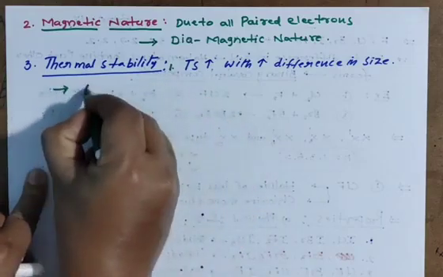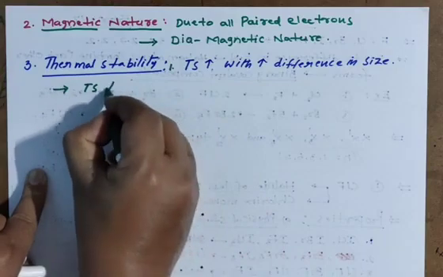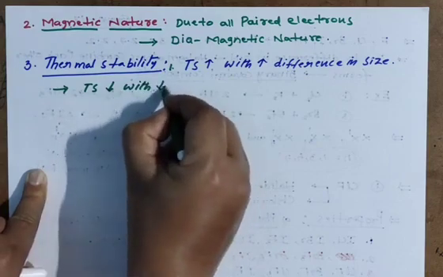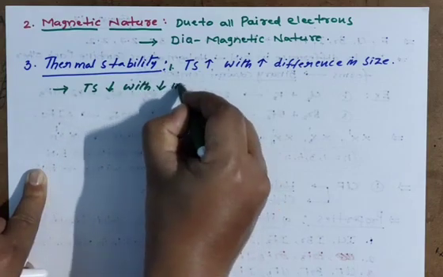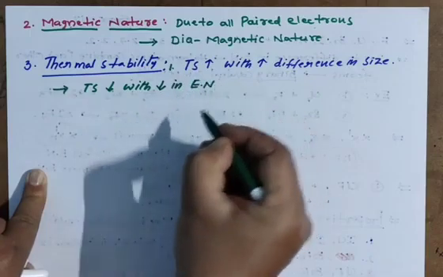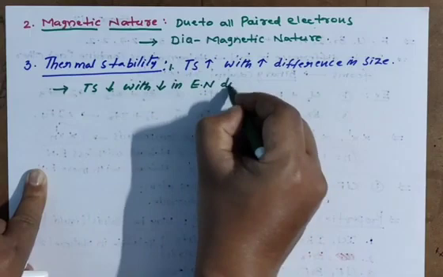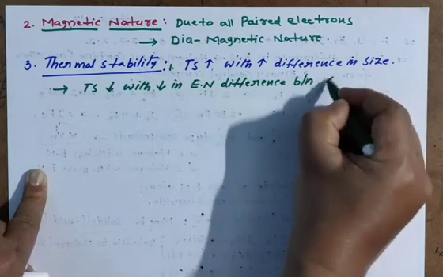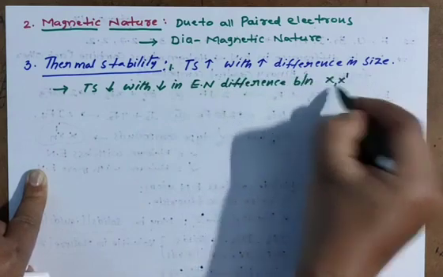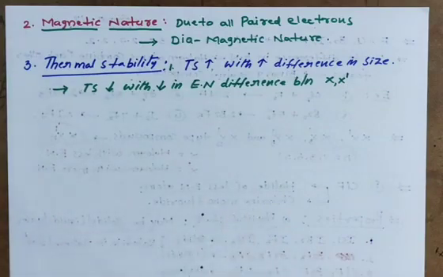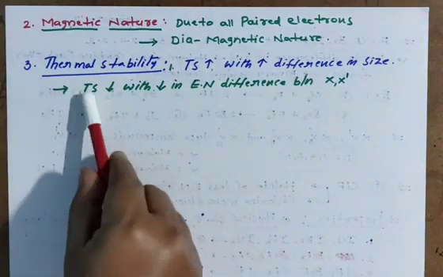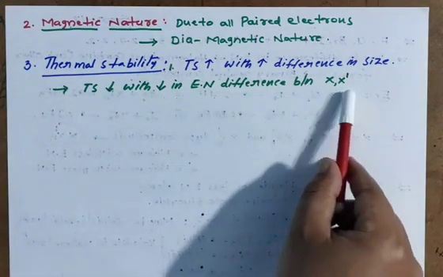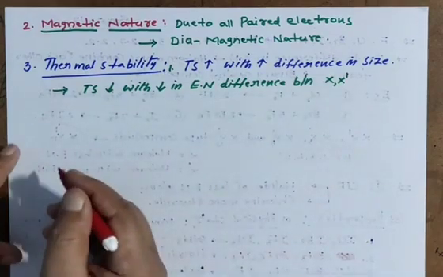Thermal stability decreases with a decrease in electronegativity difference between X and X dash. Thermal stability decreases with a decrease in electronegativity difference between X and X dash. I will go through the example in detail.